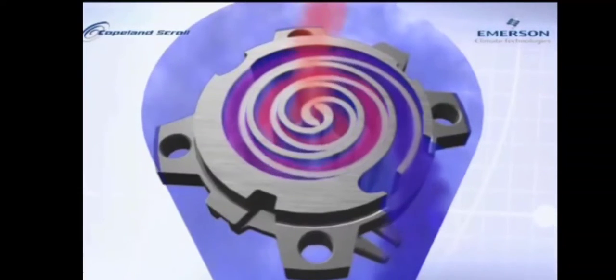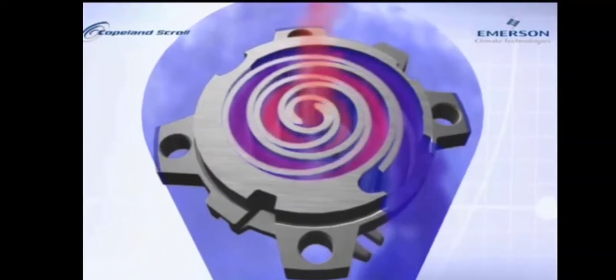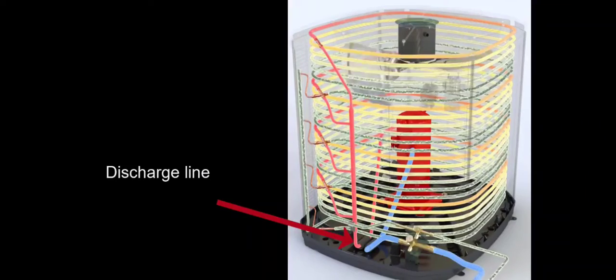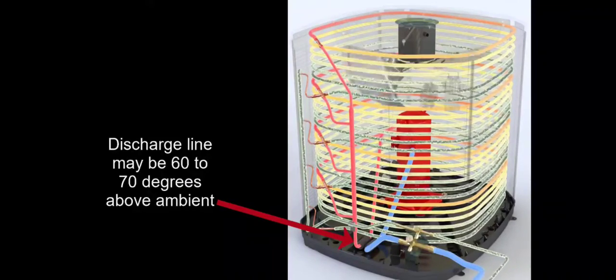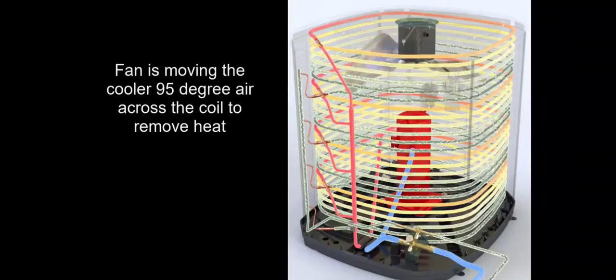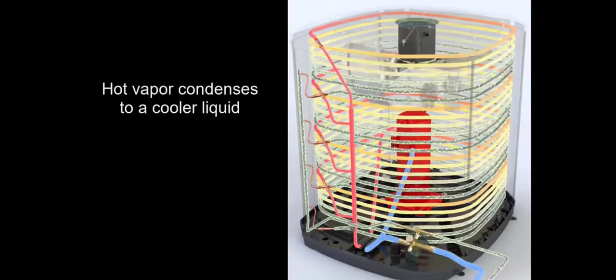And that small discharge line that leaves the compressor not only carries the heat of compression, but also the heat of the compressor itself. And that discharge line that is leaving the compressor will typically be between 60 and 70 degrees warmer than ambient. So this discharge line will be around 120 degrees. The refrigerant leaves that compressor in a hot, superheated condition, and the fan that is moving that cooler 95-degree air across the coil fins and the refrigerant starts to cool quickly. And then it transitions from that vapor to the liquid state, which is where most of the BTU transfer occurs.